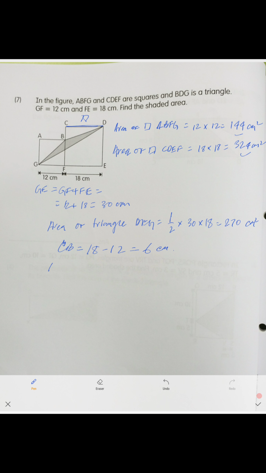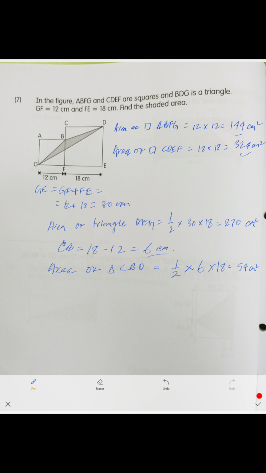And now we can write our area of triangle CBD, right? This is 1/2 times 6 that we just found and times 18. The answer is 54 square centimeters, right? Okay.